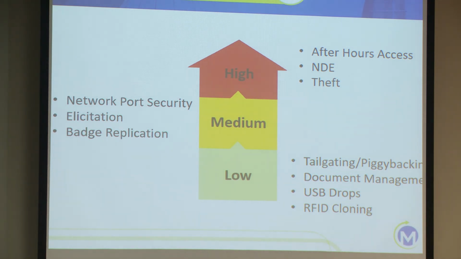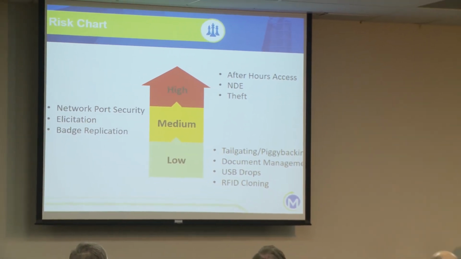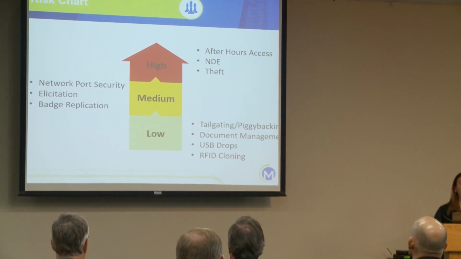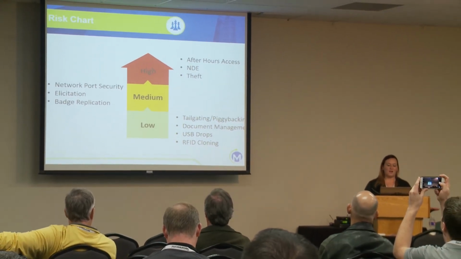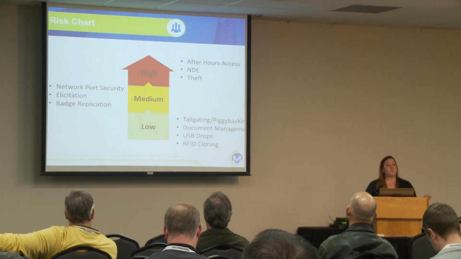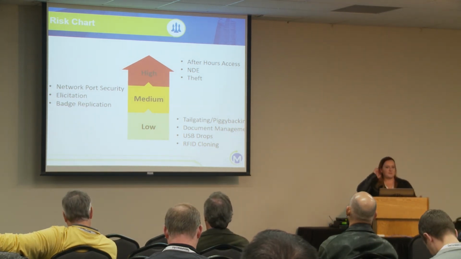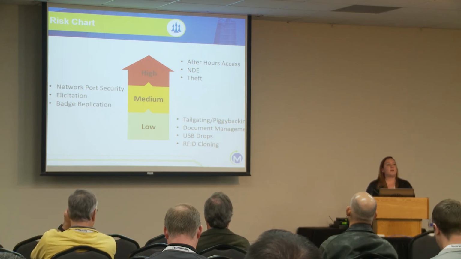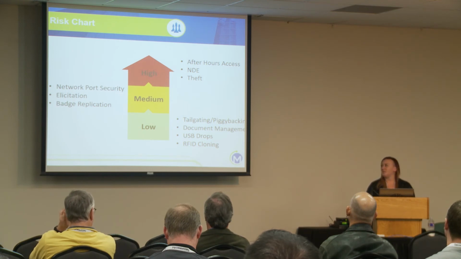Going back to that risk chart. I typically do around 4 trips when I do my assessments, not including recon. So my first trip, I'm doing the low-level stuff. If I get caught, I'm probably not caught that bad, or I can talk my way out of it. So I'll do the USB drops. I'll do cloning, because that's impossible to see. It's in my bag. I'll look around for documents, and I'll try to tailgate or piggyback. So that's the first trip.